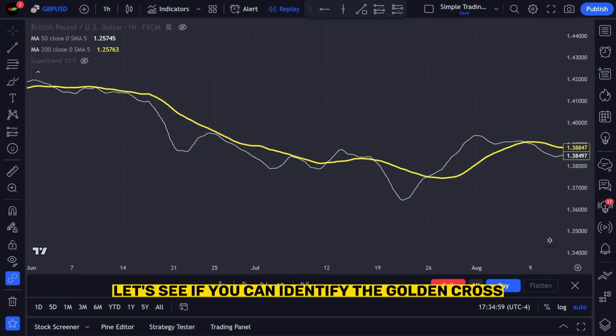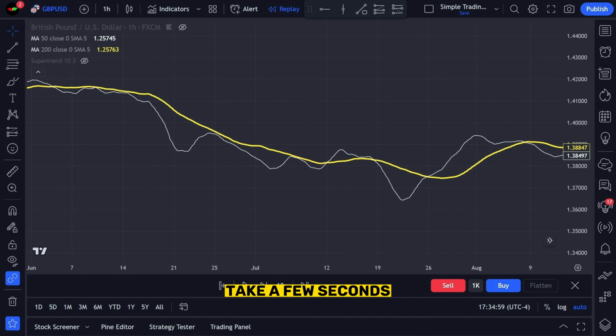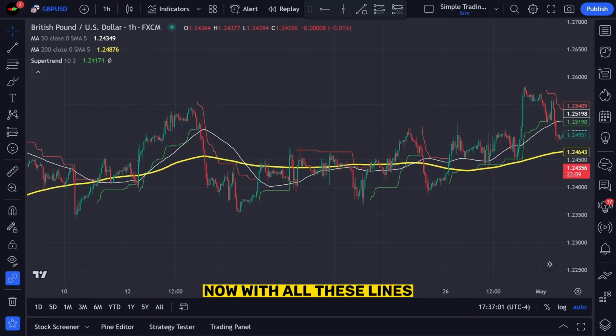Let's see if you can identify the golden cross and the death cross yourself. Take a few seconds. Pause the video if you have to. And try to identify the crosses. Death cross. Golden cross. Death cross. Golden cross. Death cross.